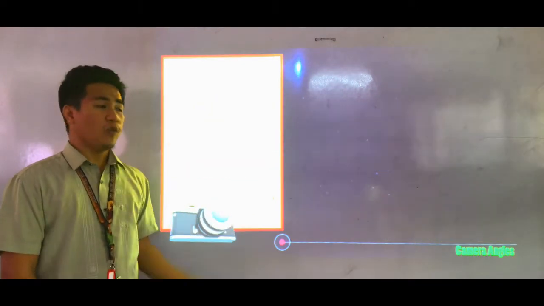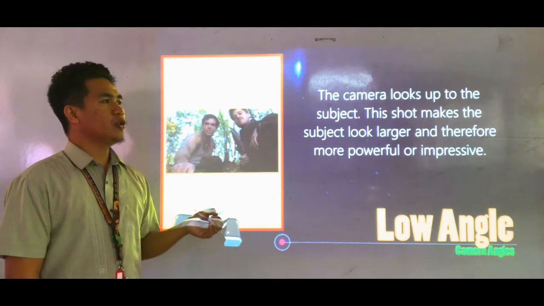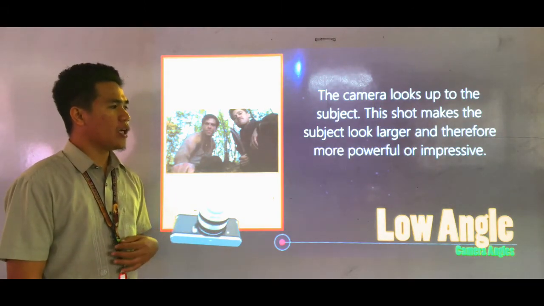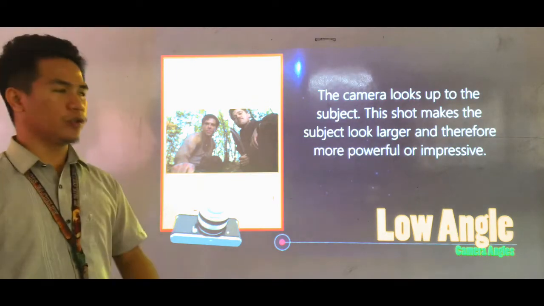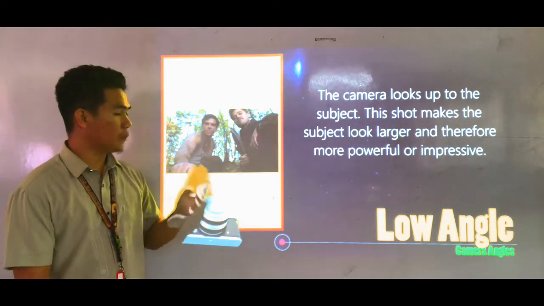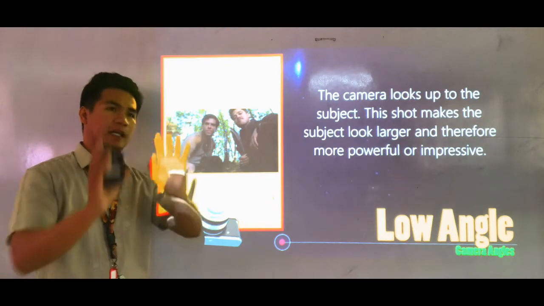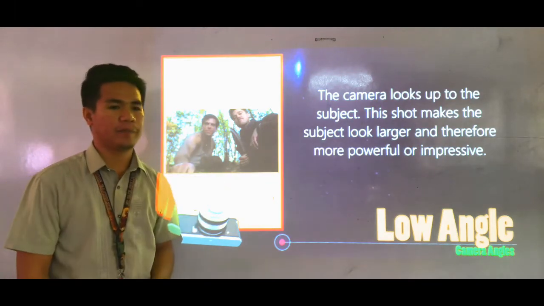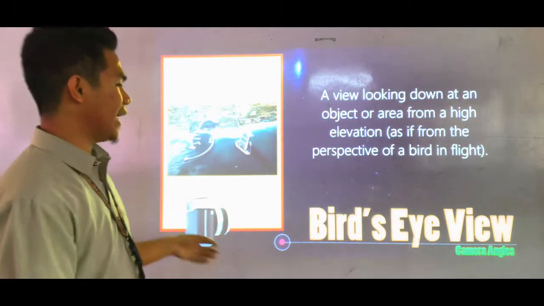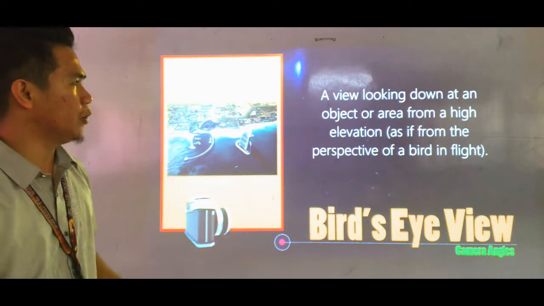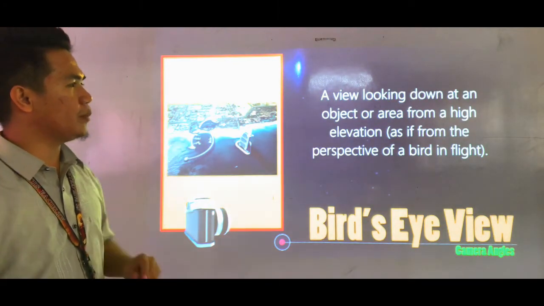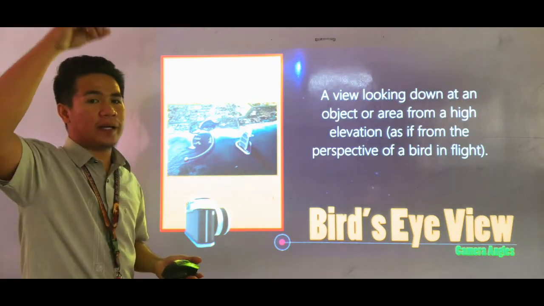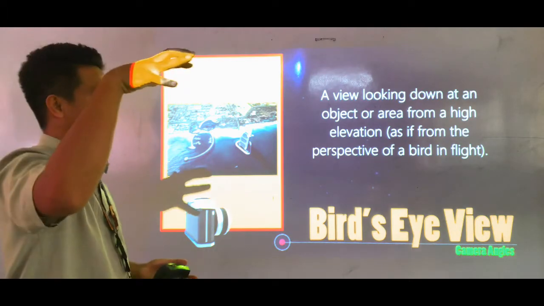Okay? We have also the low angle. The camera looks up to the subject. This shot makes the subject look larger and therefore more powerful or impressive. Okay, low angle yung pagkakuha naman niya. So pababa and then nasa taas yung subject. So parang yung mga subject niya tumitingin siya sa baba. Okay? We have also the bird's eye view. Okay, when we say bird's eye view, it is a view looking down at an object or area from a high elevation. Di ba, alam naman natin yung bird na nasa taas siya. So, parang yung bird, siya yung tumitingin doon sa subject. Okay?